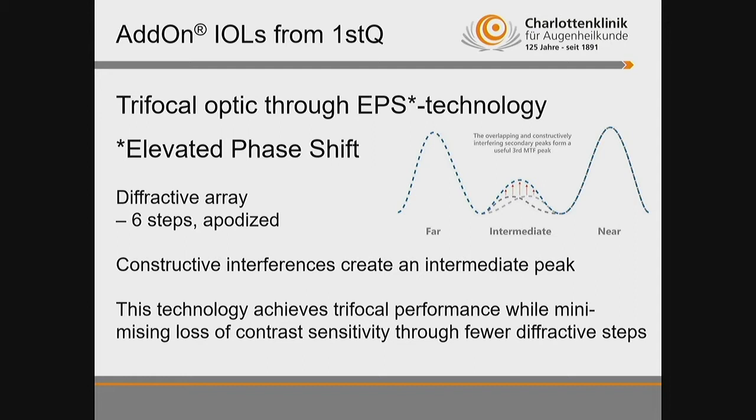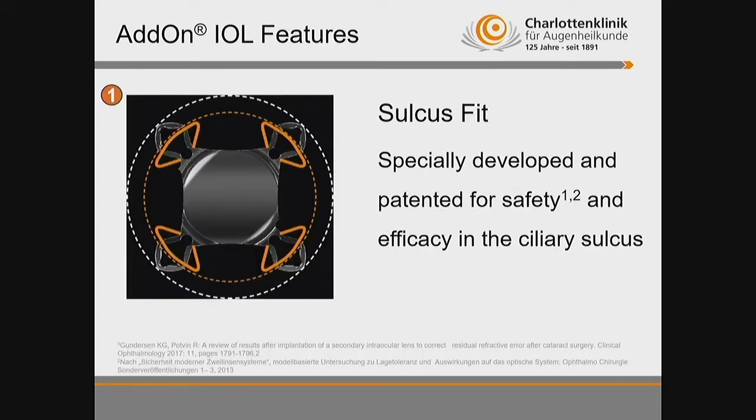When I tell you that the diffractive array of the IOL is only a 6-step array, it's astonishing to have a trifocal optic result through this only 6-step diffractive array. This is because of the so-called EPS technology, the elevated phase shift, which allows over a constructive interference in the middle the creation of an intermediate peak. So you have a trifocal constant solution and vision from near over intermediate to distance only by a 6-step diffractive array. This also includes the fact that thereby the creation of side effects is much lower compared to other lenses.